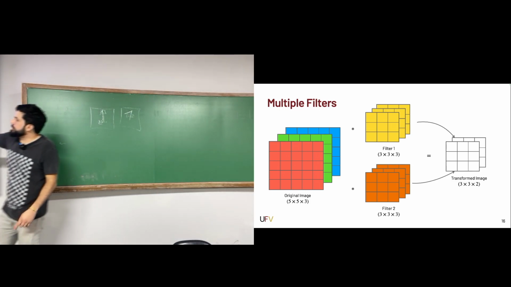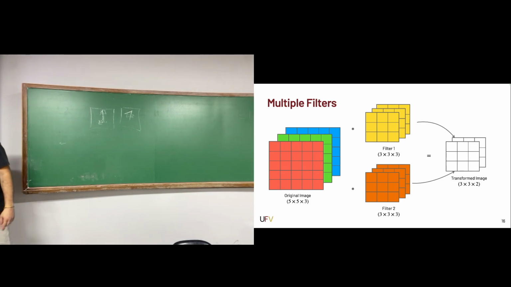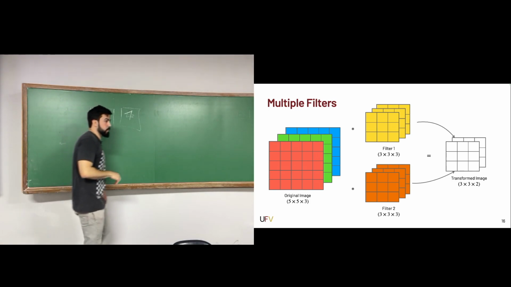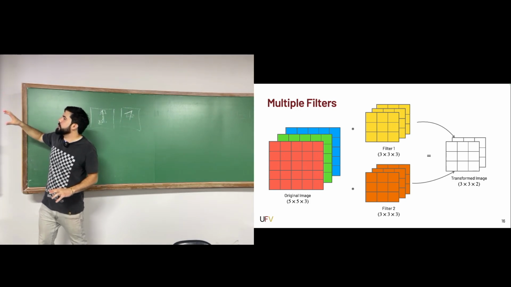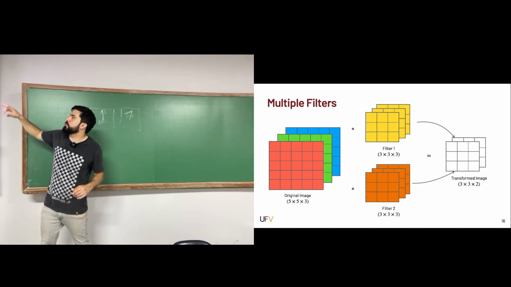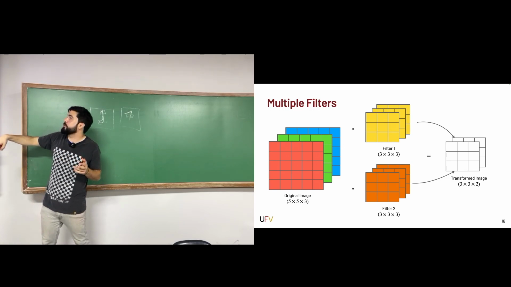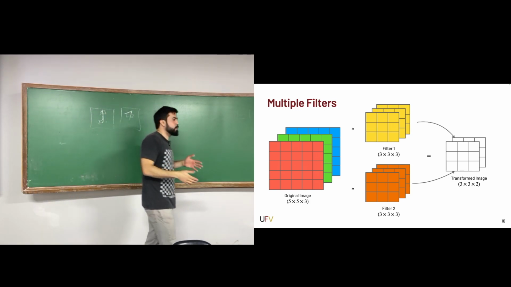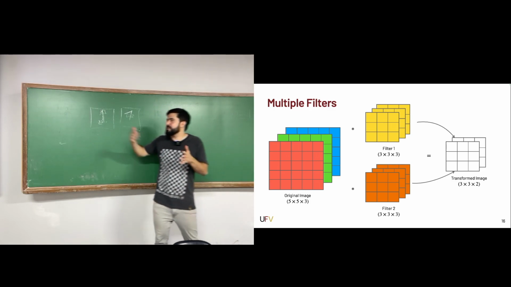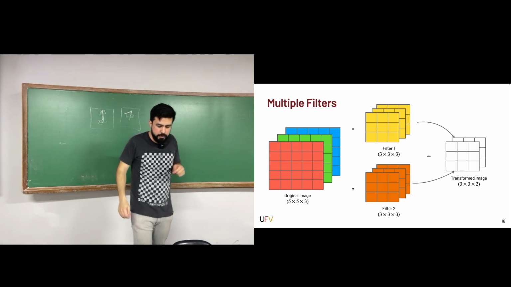But the depth of the filter, or the number of channels, has to match the size of the image. Okay? But yeah, now we can pick as many filters as we want, and we can apply them to the same image. And then if you had three of these filters here, the resulting image would be 3 by 3 by 3. I could have 10 filters, it would be 3 by 3 by 10. Okay, so you would make a deeper volume at the end.